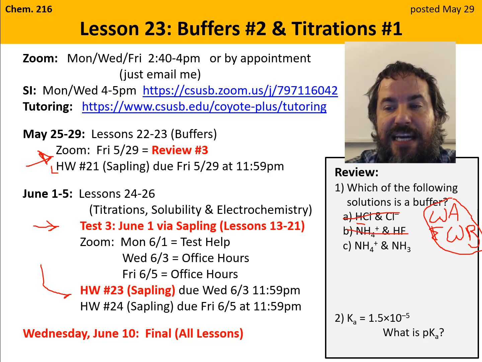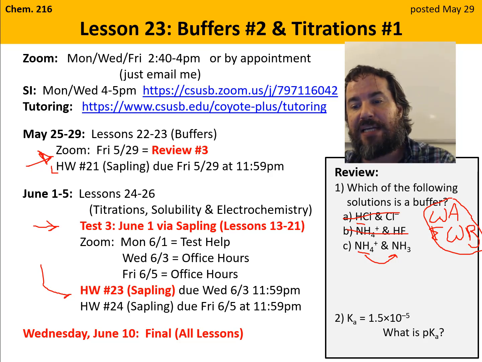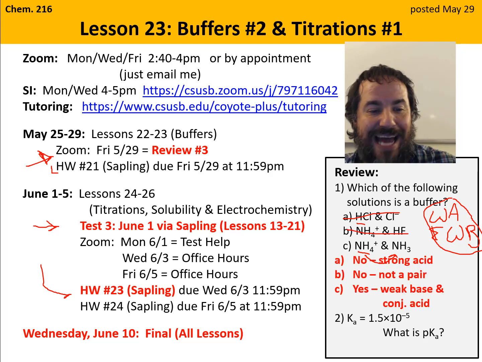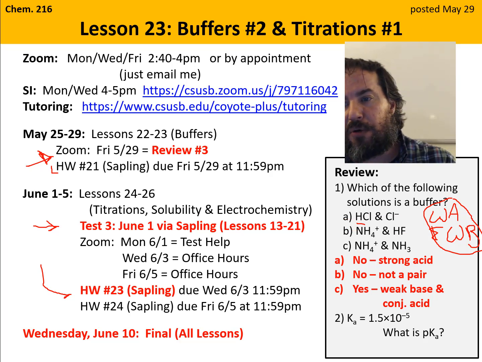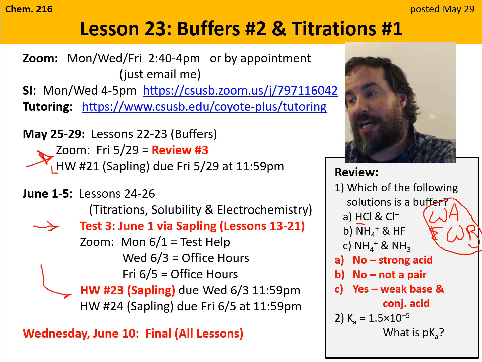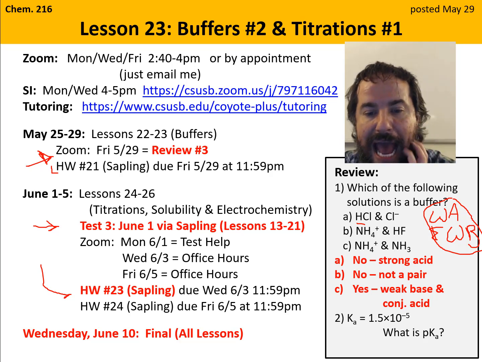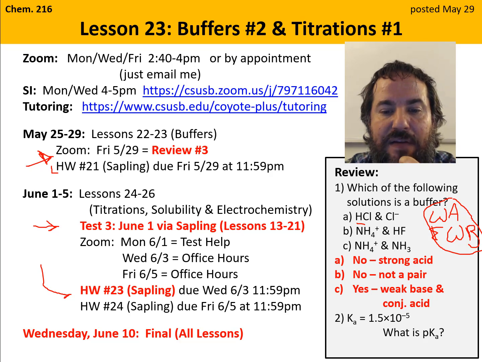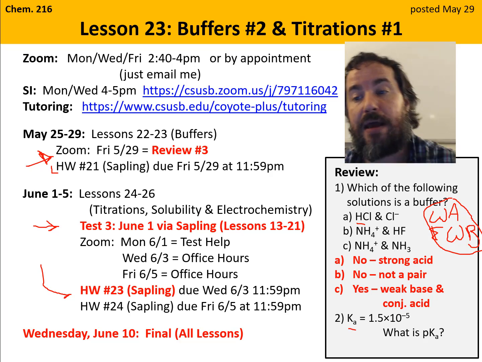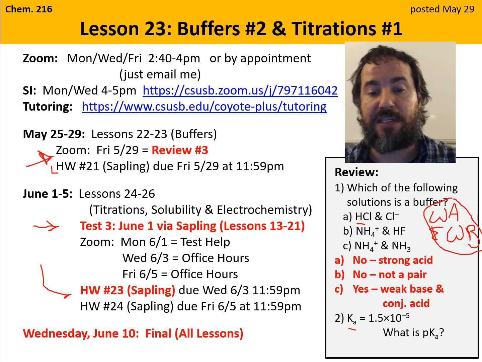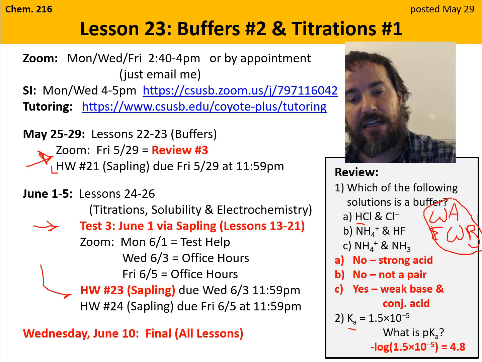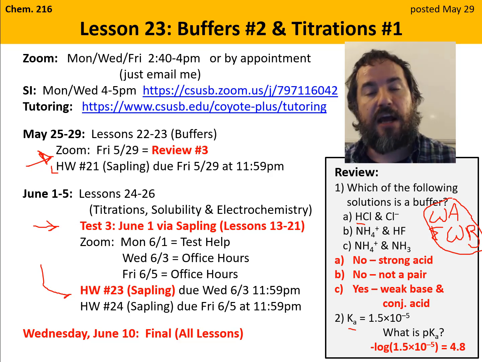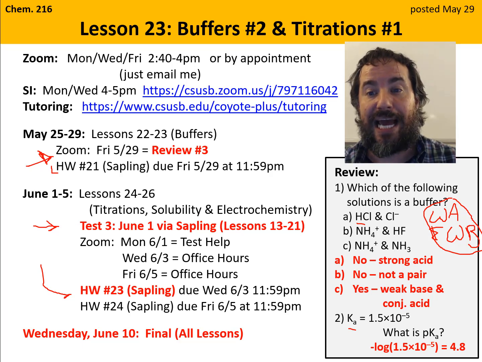But C is connected, right? Because if NH4 plus loses an H plus, I end up with NH3. So these are a weak base and a conjugate acid. So that is a buffer. All right, the other thing we need to do is remember what pKa is, because we use it in our calculations. And pKa is the negative log of Ka. So if my Ka is 1.5 times 10 to the minus 5, I take the log of that, that gets me negative 4.8, and I change the sign on that, that's 4.8.